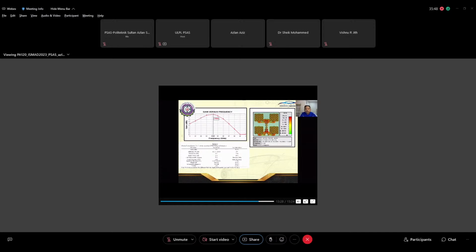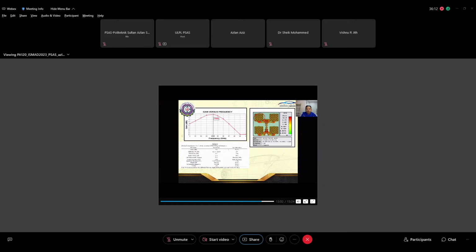And gain versus frequency again shows that the peak of the gain is at 2.42 with a gain of 5.8, and it will cover the whole expected frequency that we want to cover, with stable surface current operation. These are the outputs.